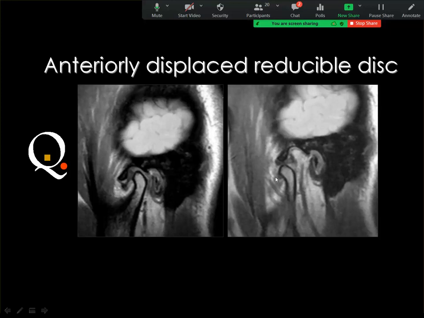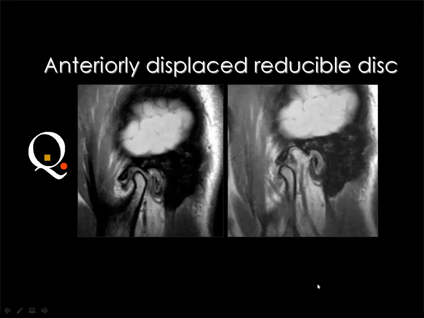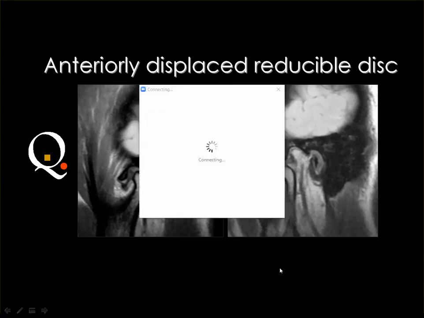But if the disc remains anteriorly displaced even in the open mouth, then this is irreducible disc. And these are the three conditions seen in the temporomandibular joint: a normal disc, an anteriorly displaced reducible disc, or an anteriorly displaced irreducible disc.